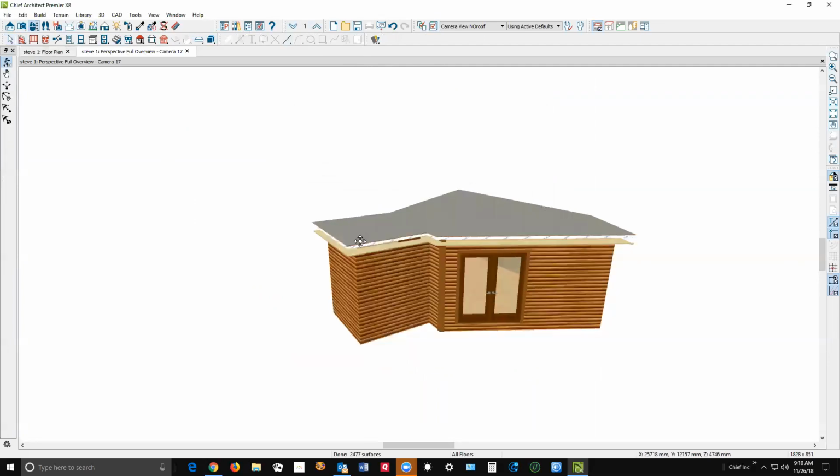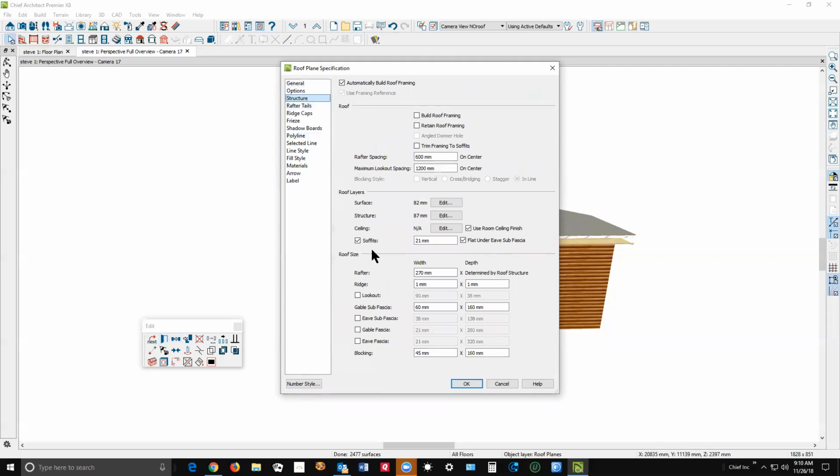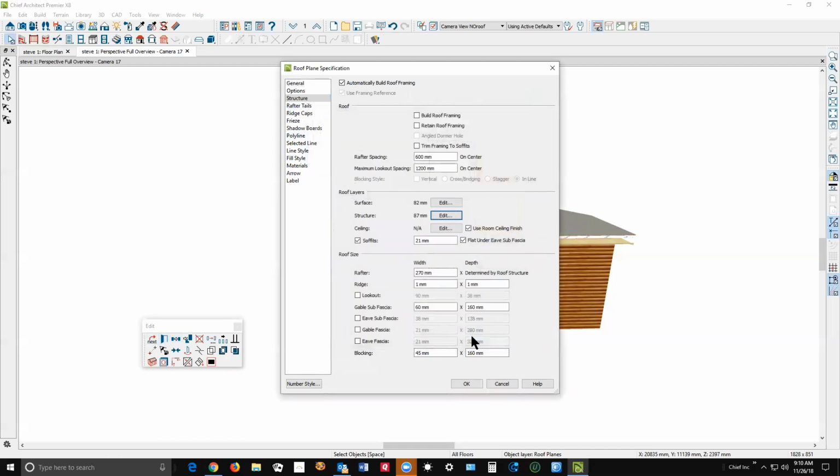Okay. Let's look at one of these roof planes. See why it looks awful like that. Go over the structure. Let's see, structure got 87 millimeters. And your fascia is quite a bit wider, that's blocking. Oh, you don't have fascia. Why, I don't know. I guess maybe you want exposed rafters. I'm just guessing at this point. But this is beyond the scope of your question.